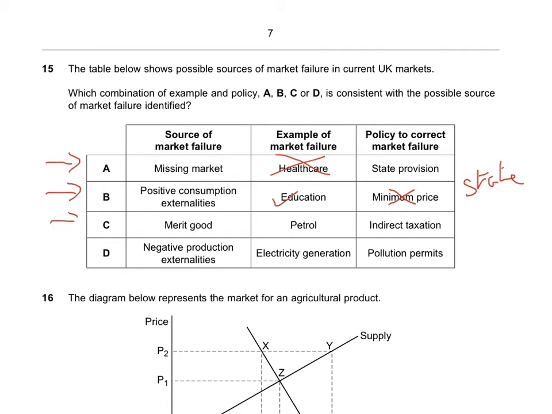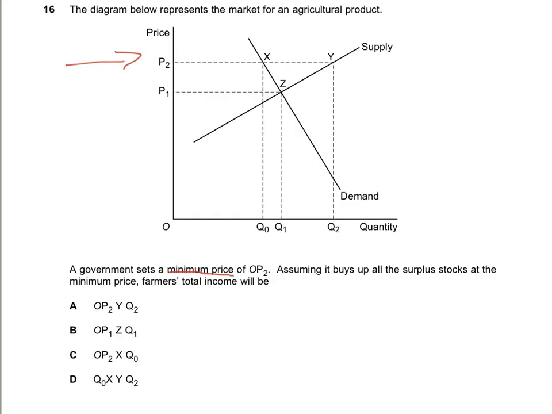If we take option C, merit goods, well, merit goods will produce positive externalities in consumption. Clearly petrol doesn't. It produces negative externalities in consumption and also probably in production, so I've ruled it out. So by doing it in that way, I'm just going to check negative externalities in production are generated through electricity, and one of the policies to deal with that is the policy of pollution permits. So the answer is D.